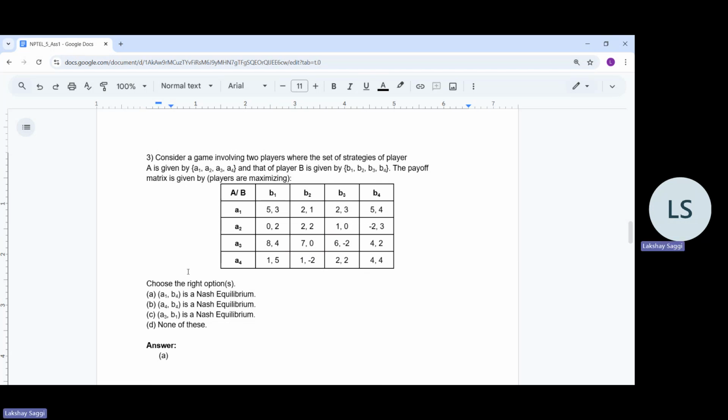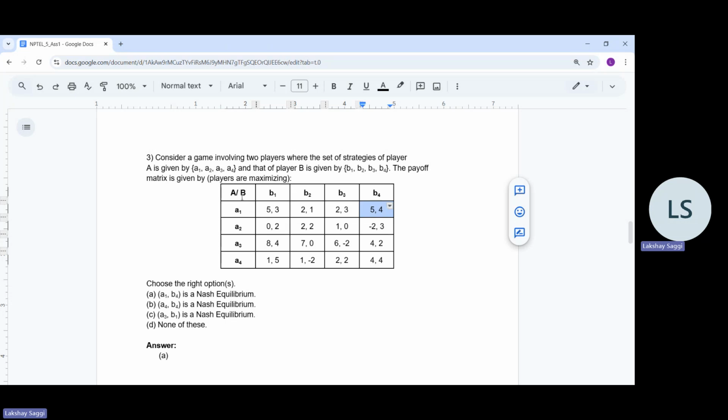So we have to check if A1 comma B4 is a Nash equilibrium. Okay, so let's just see this option, A1 comma B4. This is option A, and we have to identify whether it is true or not.